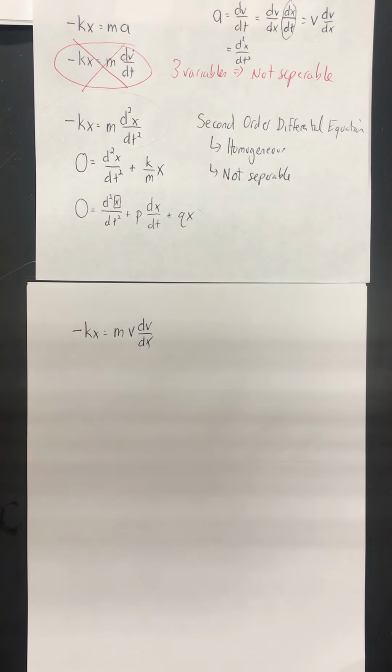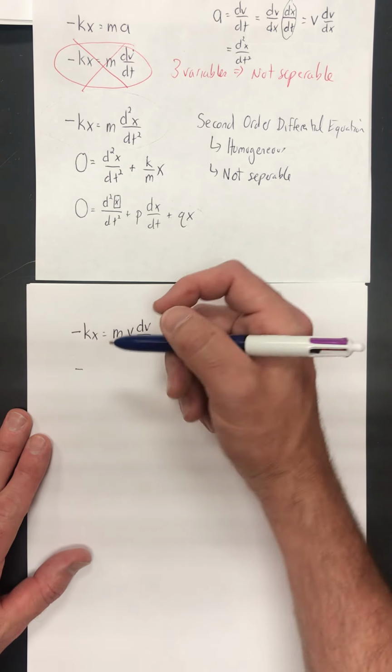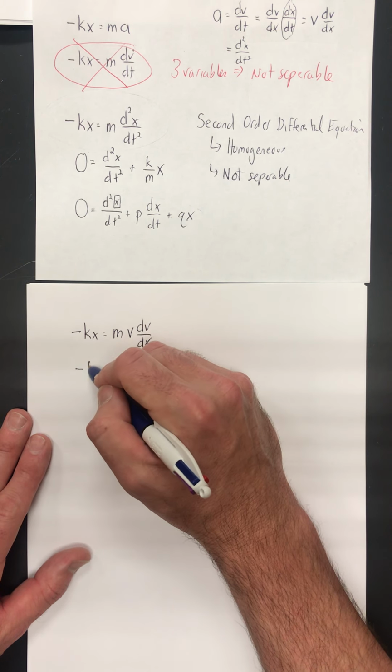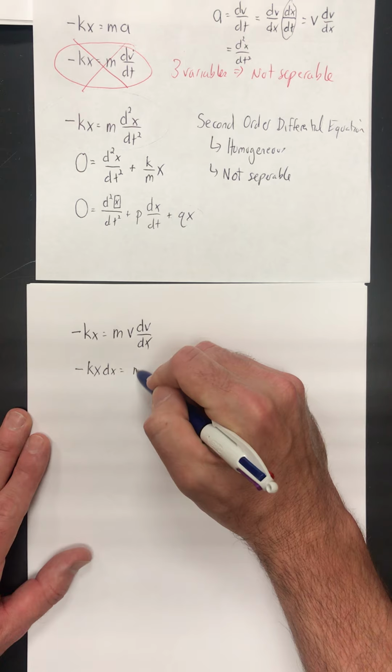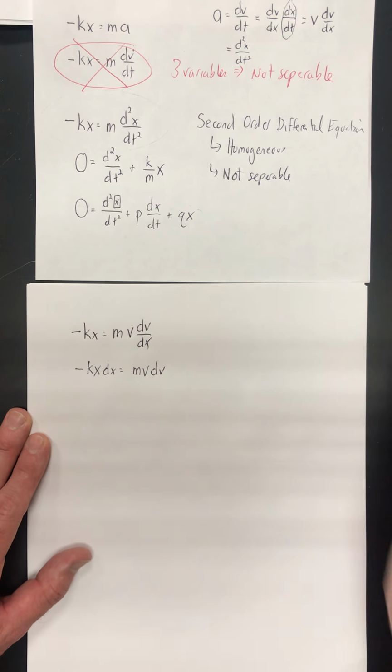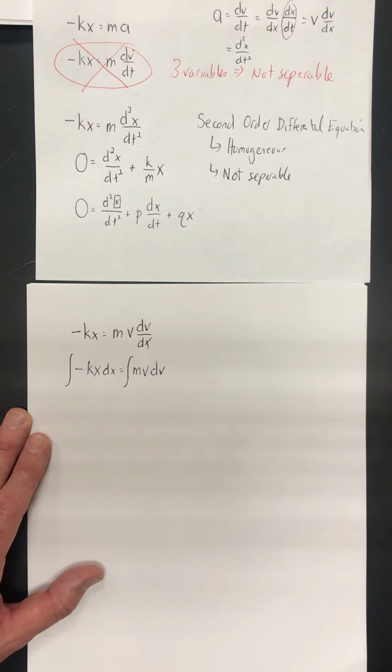This thing is not quite homogeneous because there's no one thing that's in all the terms. But we're not going to get too bent out of shape. That doesn't mean it's not solvable because it's separable. I can very simply move this dx to both sides, and I've got that. And then I can integrate both sides. Now here's the weird thing.